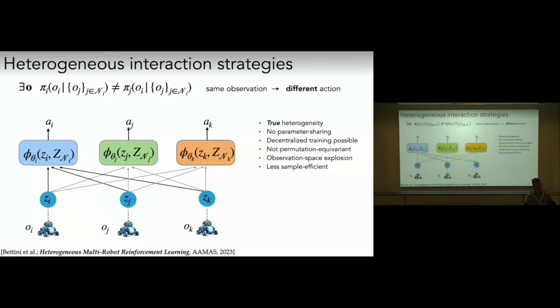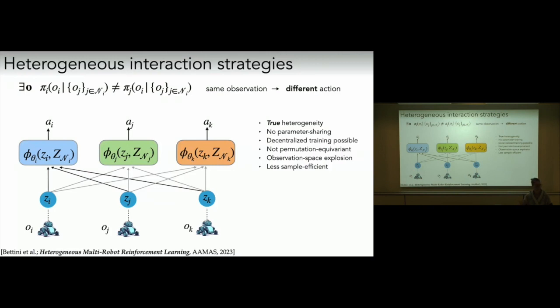But there are some instances and some examples where using heterogeneous interaction strategies is actually interesting. By heterogeneous, what I mean here is, for the same observation in our system, our GNN or model is going to output a different action. So different robots for the same observation might be doing different things. There's no more parameter sharing.